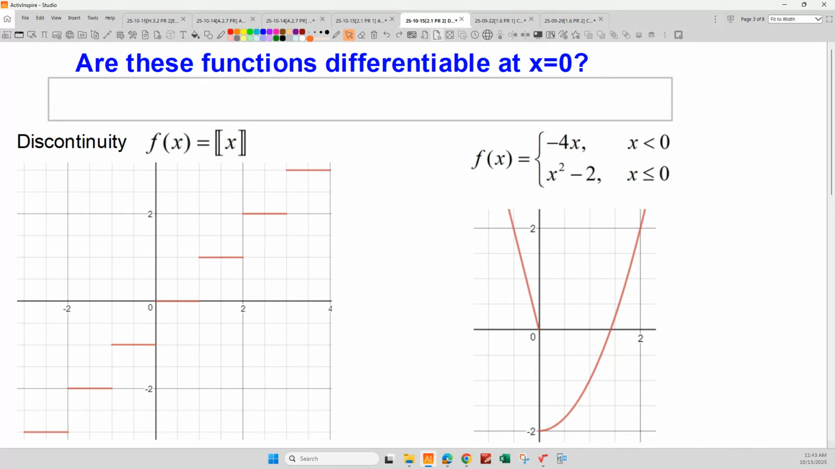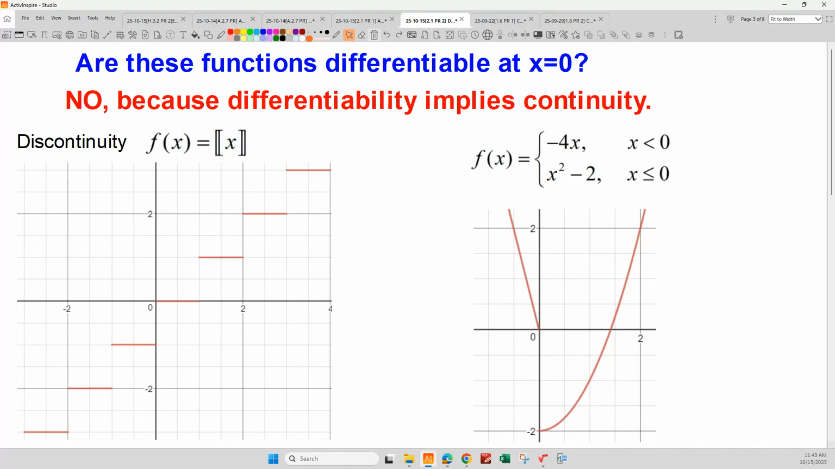How about this one? This one is not differentiable at 0 because there's a break in the function at 0, right? It's discontinuous there. Right? Differentiability implies continuity. For the function to be differentiable, it must be continuous, and those functions are not continuous. Okay? Give me thumbs on that. Is that making sense? Okay?